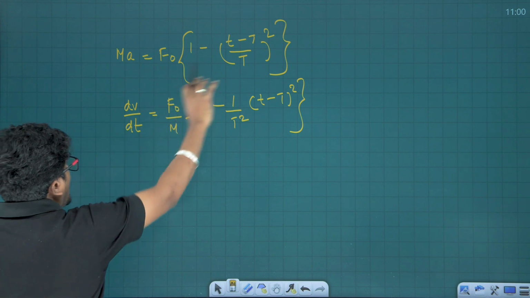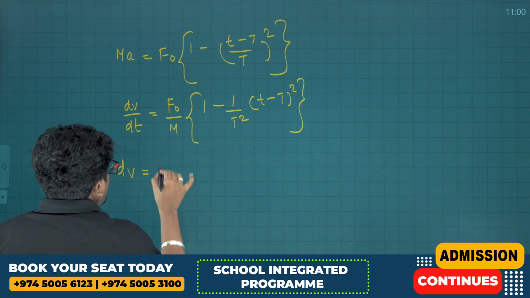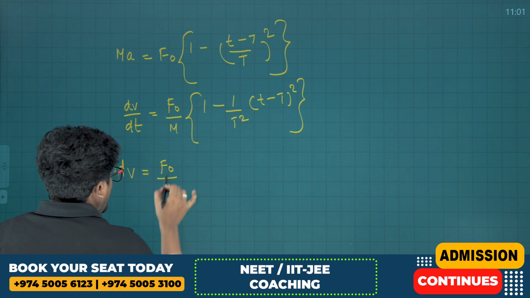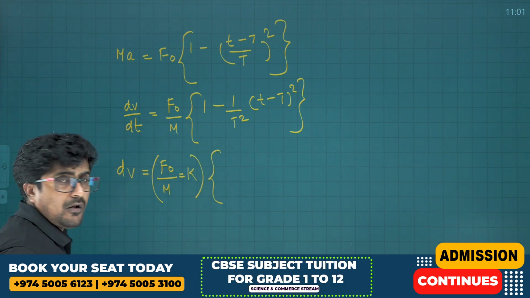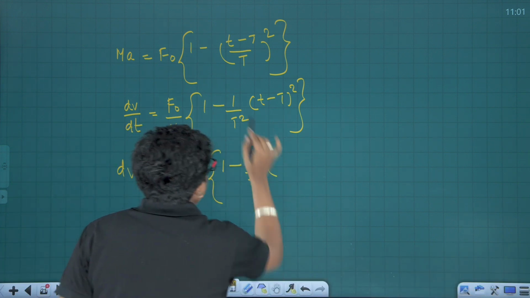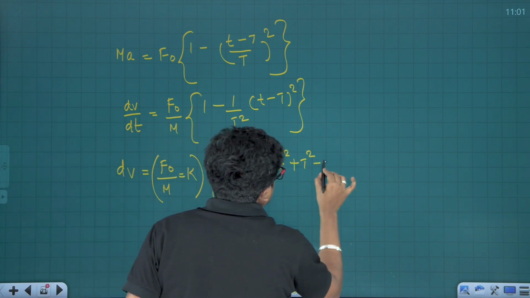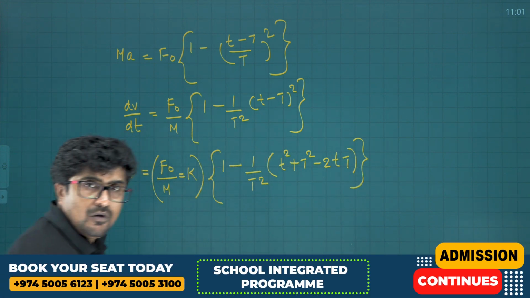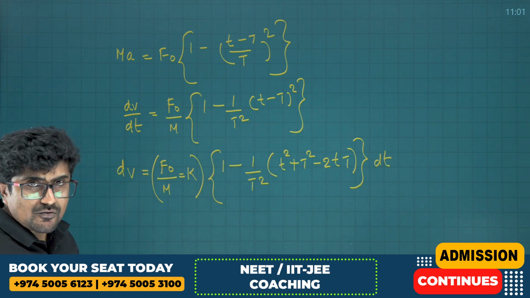Okay. Now I am going to take this towards the right. So dv is now equal to capital F naught upon M. I am going to take this as a constant, k. So k into 1 minus 1 upon t square into t square plus capital T square minus 2 into smaller t into capital T, into dt. I believe it's almost clear now.